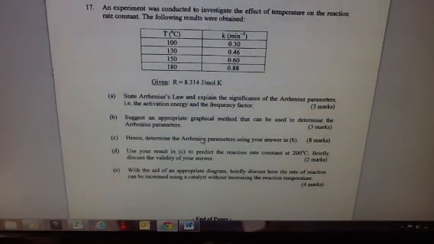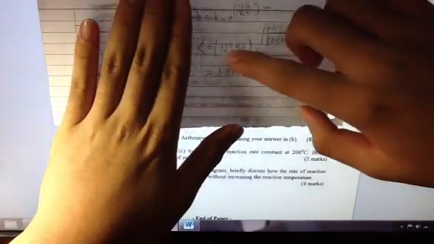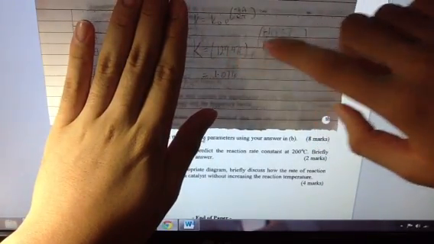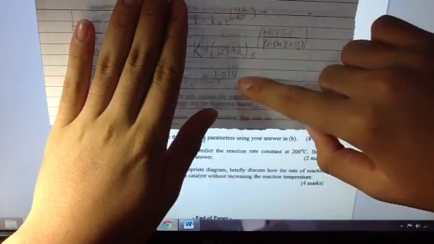Part D. Use your result in C to predict the reaction rate constant at 200 degrees. Briefly discuss the validity of your answers. So you just substitute the answers found in part C, and you get your reaction rate constant.